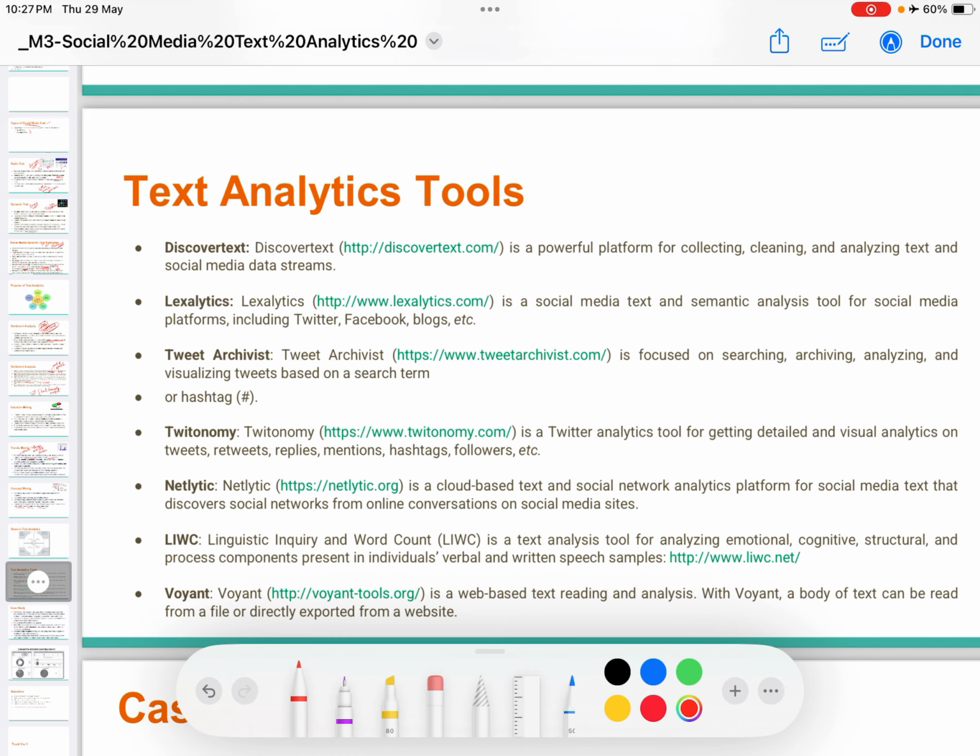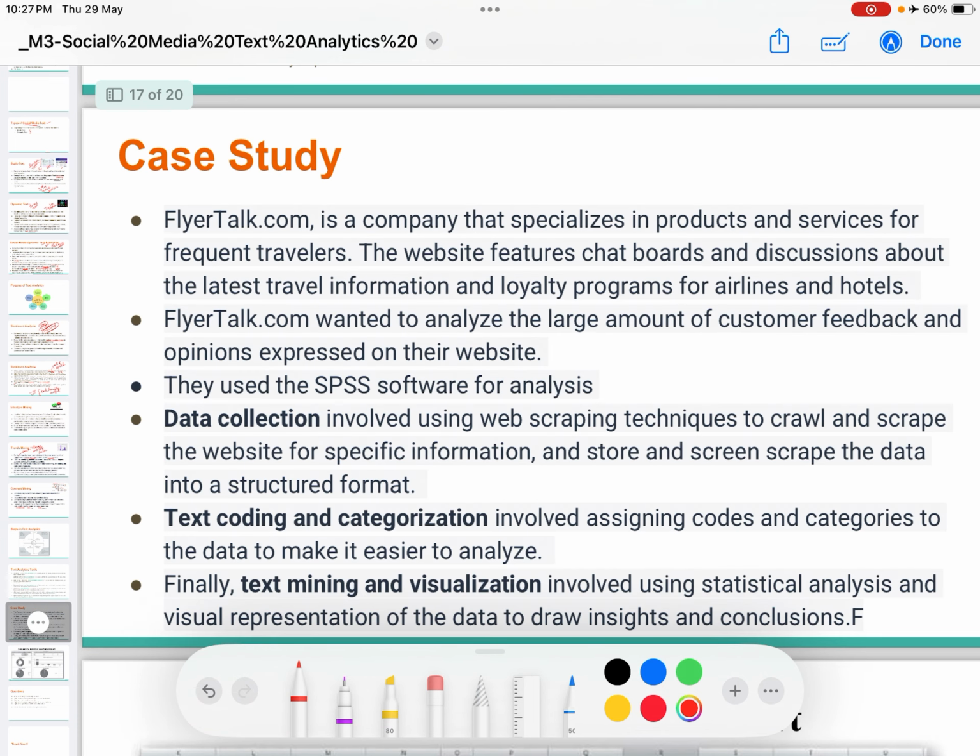LIWC, Linguistic Inquiry and Word Count, is a text analysis tool for analyzing emotional, cognitive, structural, and process components present in individuals' verbal and written speech samples. Voyant is a web-based text reading and analysis tool. With Voyant, a body of text can be read from a file or directly exported from a website.